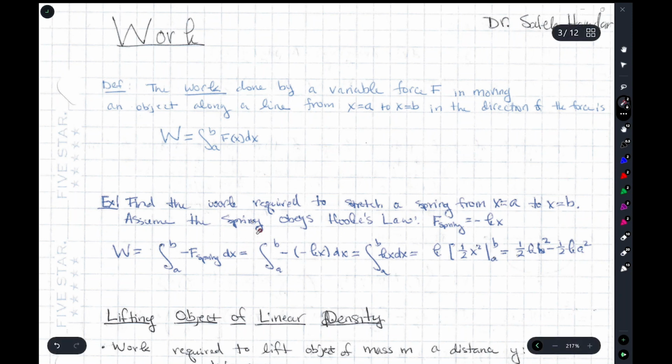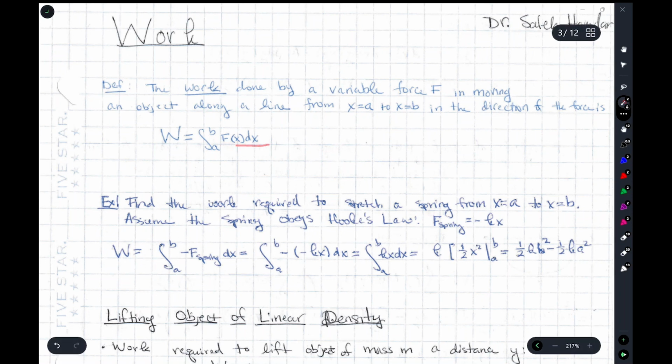One very common example of a force that varies as it's moving is an object connected to a spring. So if we want to find the work required to stretch a spring from x equals a to x equals b, and this spring obeys Hooke's law, then the force that the spring applies is negative kx, where k is the spring constant, or the force constant. And what this is telling you is that the more stretched or compressed a spring is, the greater the force. And so the force is varying, and we do have to take an integral.